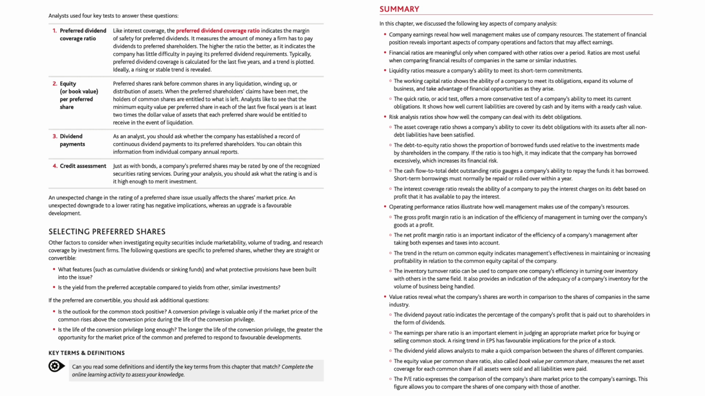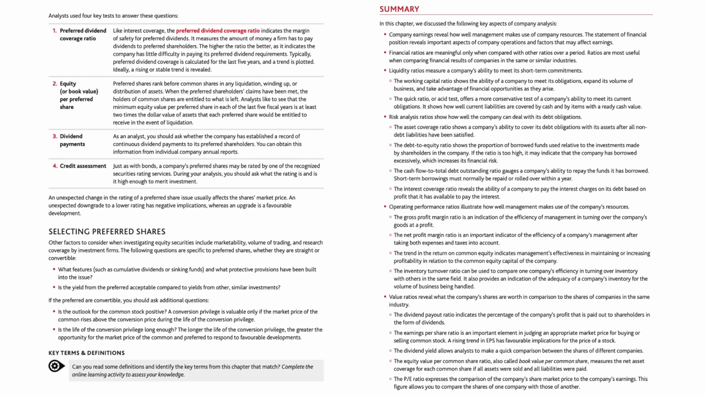1. Preferred dividend coverage ratio. Like interest coverage, the preferred dividend coverage ratio indicates the margin of safety for preferred dividends. It measures the amount of money a firm has to pay dividends to preferred shareholders. The higher the ratio, the better, as it indicates the company has little difficulty in paying its preferred dividend requirements. Typically, preferred dividend coverage is calculated for the last 5 years and a trend is plotted. Ideally, a rising or stable trend is revealed.